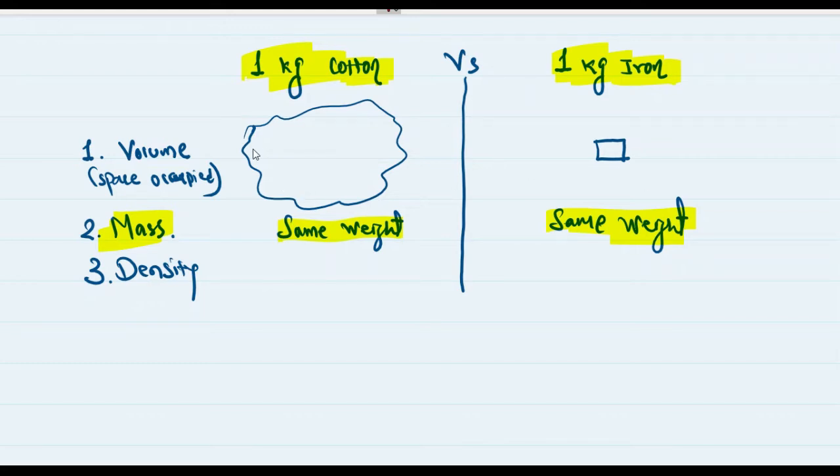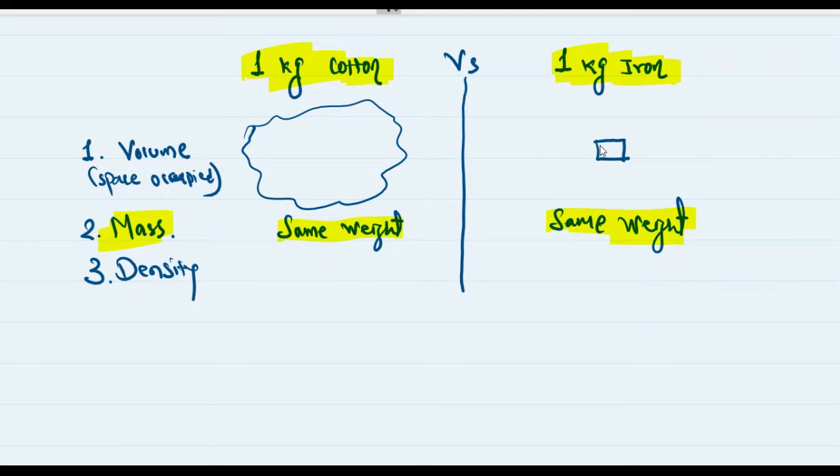Now cotton has more volume, iron has less volume. You should be able to answer now in which of the two, cotton or iron, the particles are tightly packed. See, both have 1 kg weight, both have the same mass. You have the volume in front of you by common sense. Now you have to tell me which one has tightly packed particles.